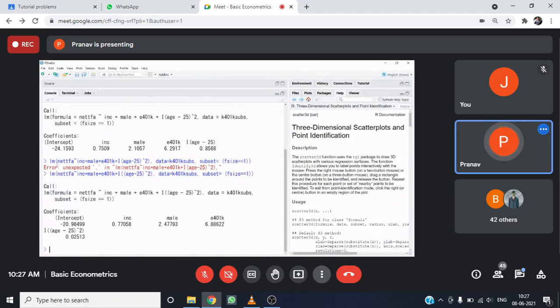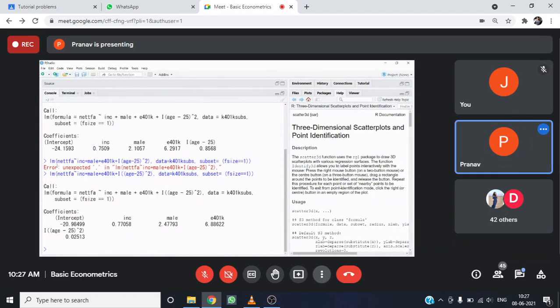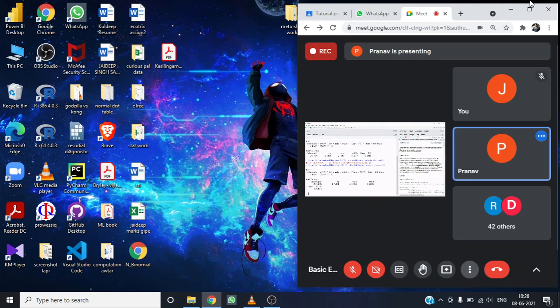Guys, are you done? Have you all got this regression? Sir, I'm getting different intercepts. No, sir. Can you just wait for a second? The intercept is coming out different, everything else is the same. Sir, is that E401K? Yeah. Okay, sir.